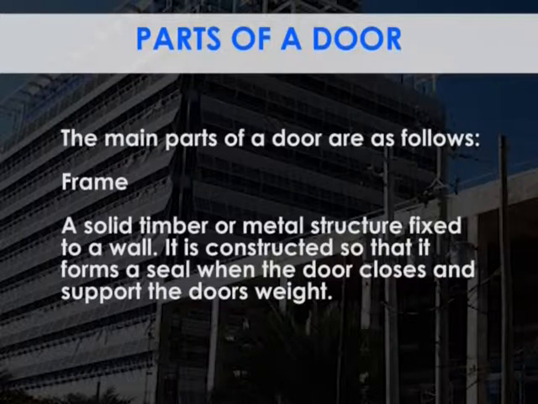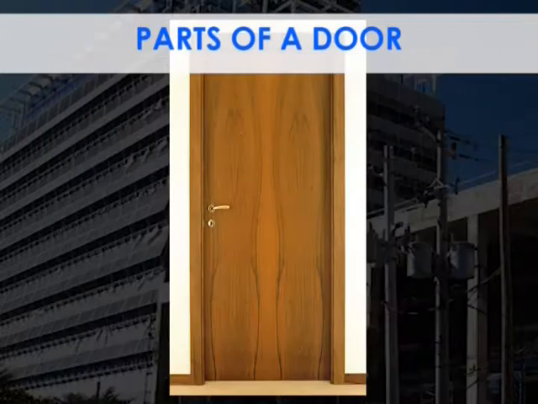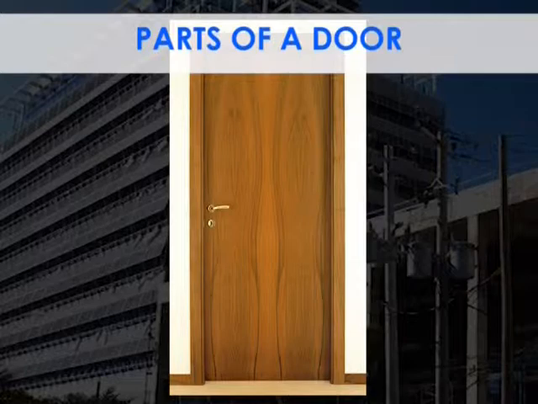Parts of a standard door. The main parts of a door are as follows. Frame. A solid timber or metal structure fixed to a wall. It is constructed so that it forms a seal when the door closes and supports the door's weight.